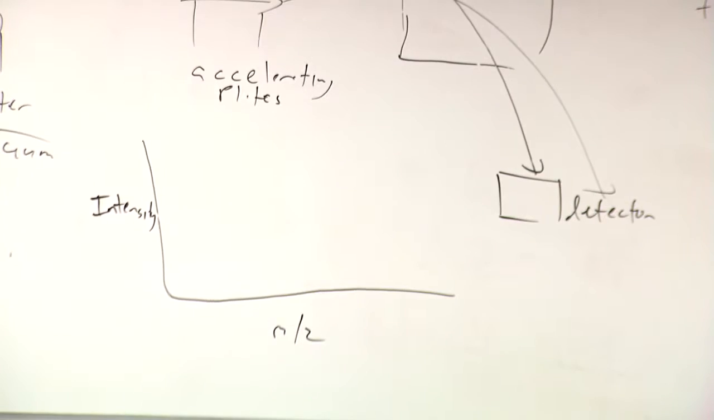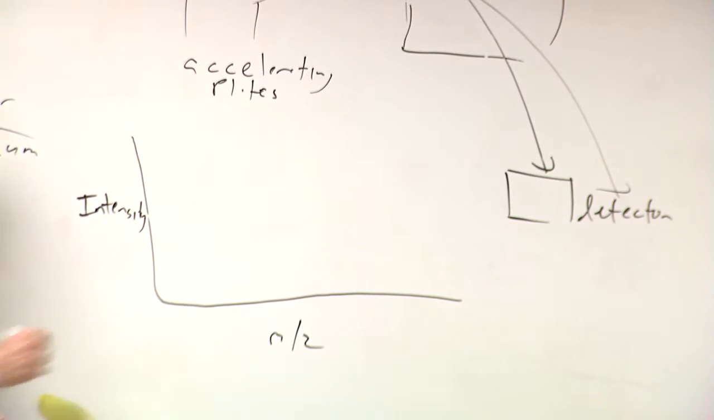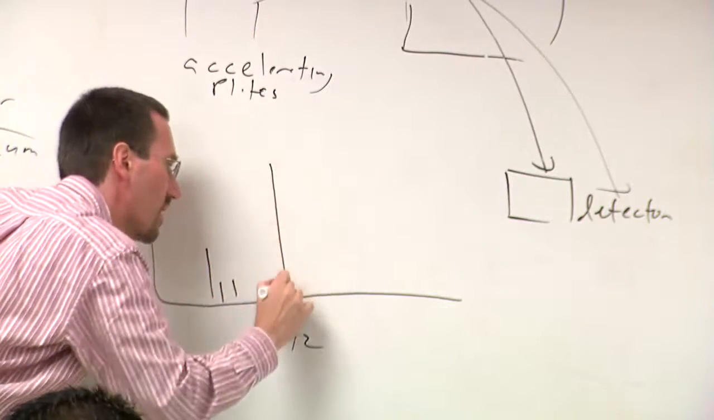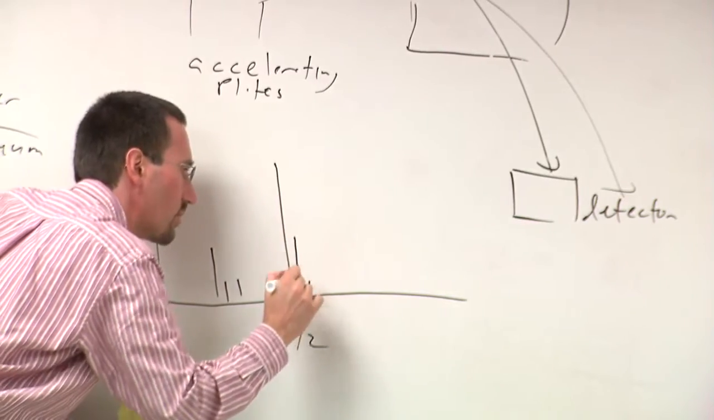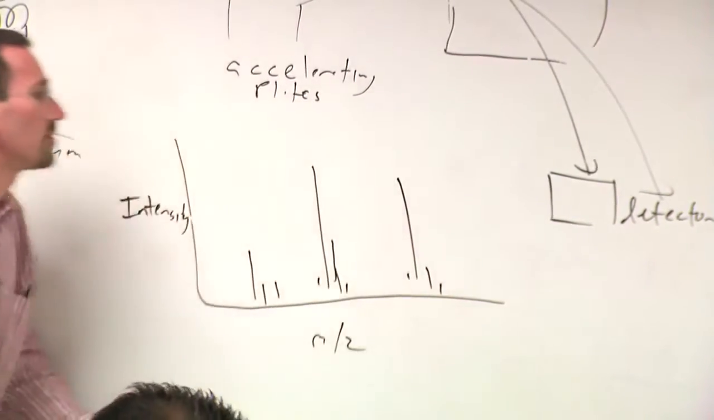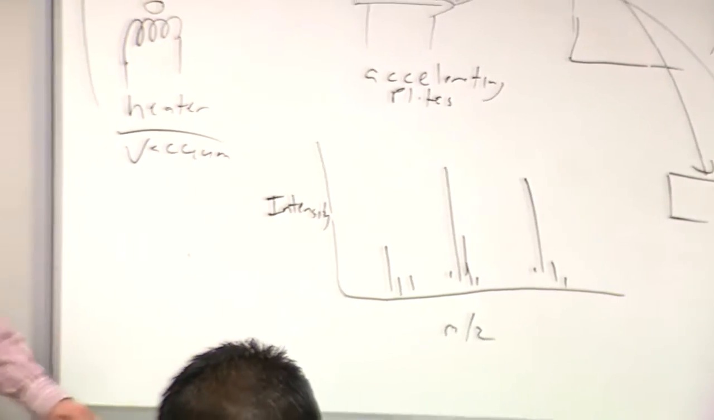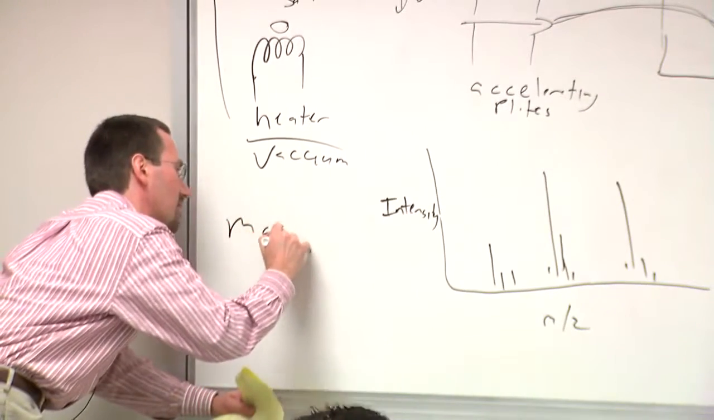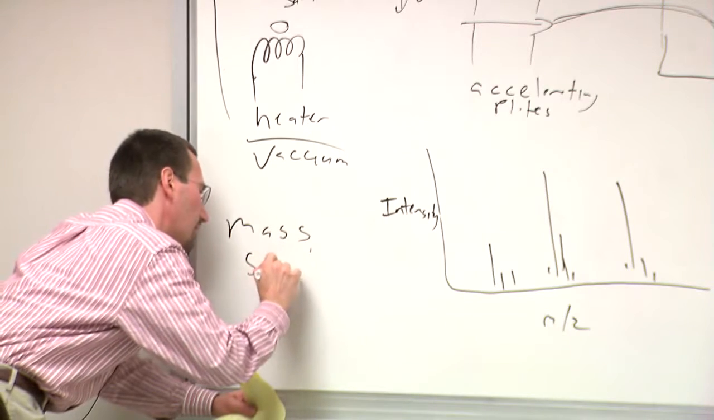And of course, you'll see some patterns associated with the molecule and with fragments and with isotopes that we'll talk more about in a moment. And this will be called a mass spectrum.